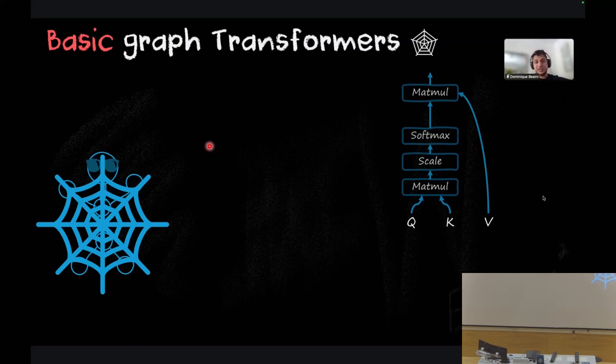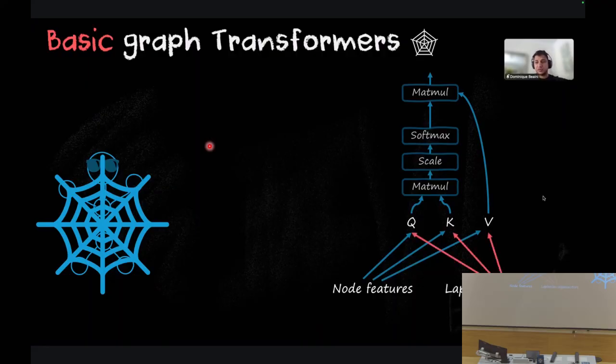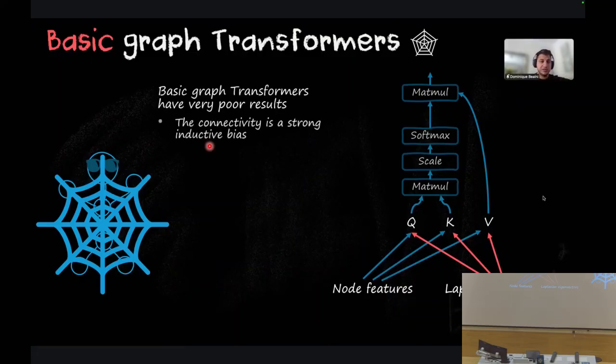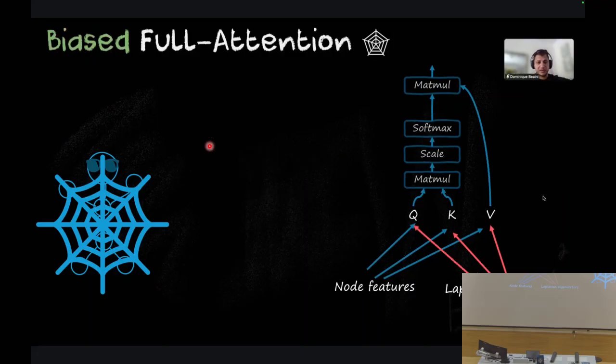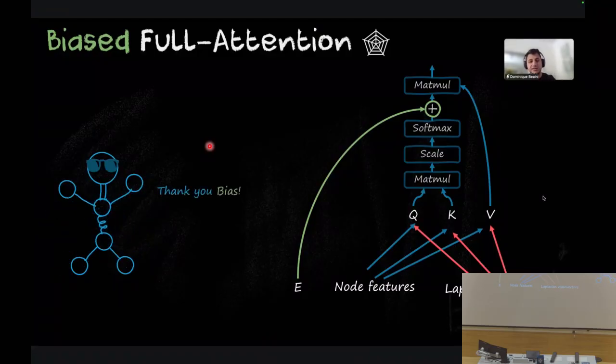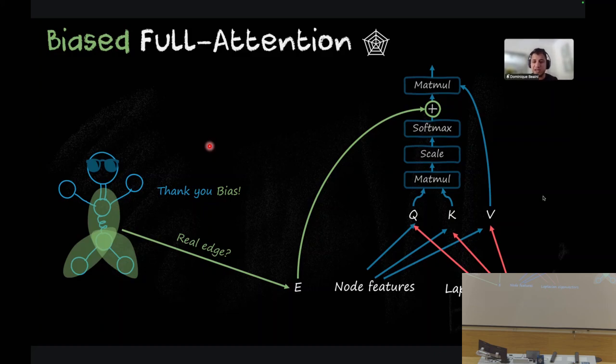Another thing with graph transformers is that even if we have positional encoding, one of the problems is that with full connectivity, we destroy the inductive bias of the graph and we have to learn it from data. But most graph neural network datasets don't have enough data to actually learn this bias. Eigenvectors can also be quite noisy and hard for a network to understand. So one thing is to add a bias term. That bias term could essentially say that when there's a real edge, I want to have more weight associated to these connections than the full connectivity of the graph.